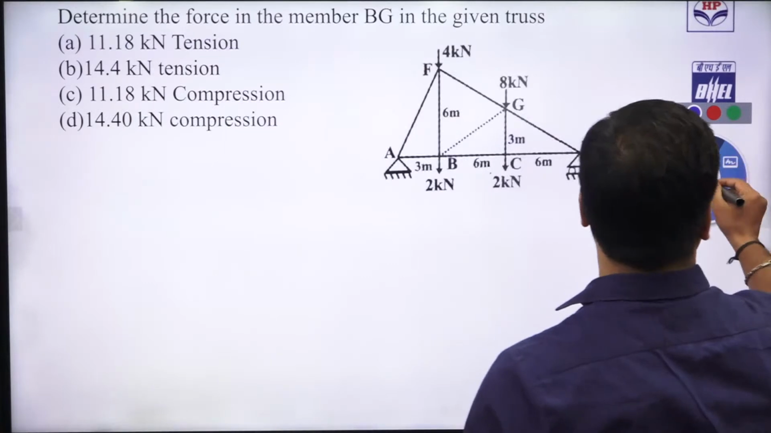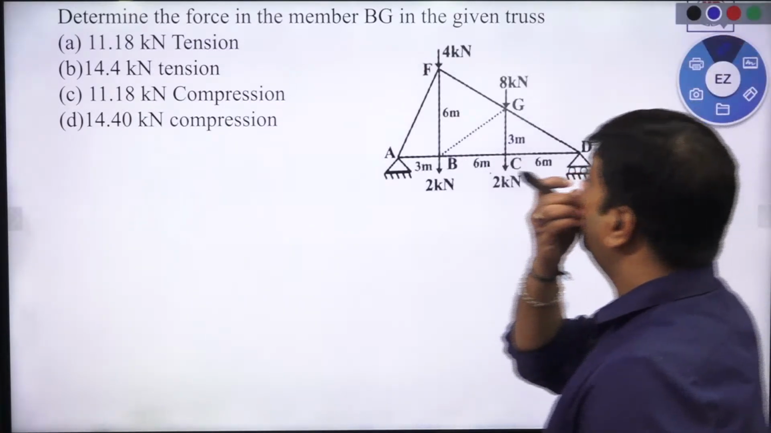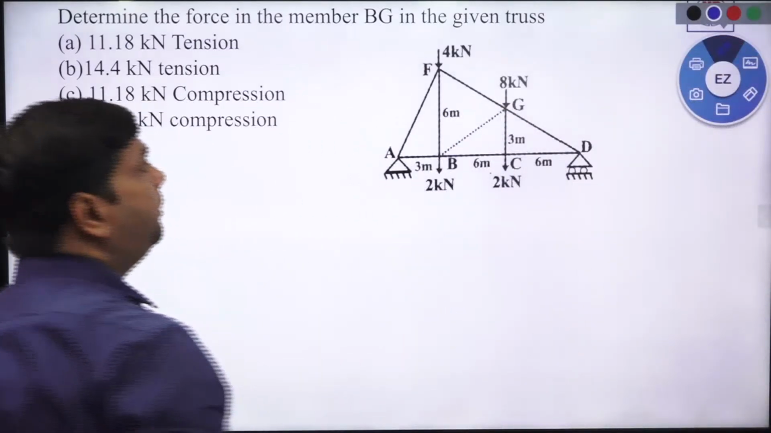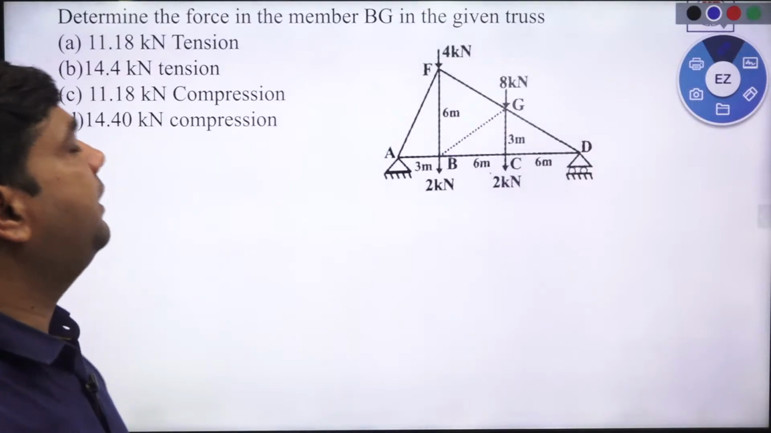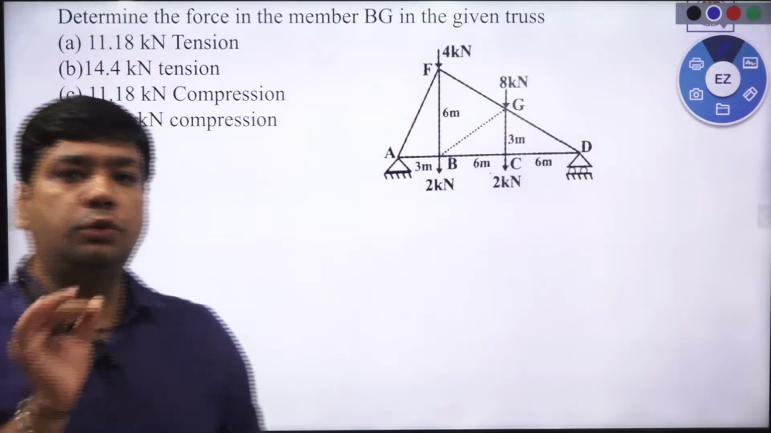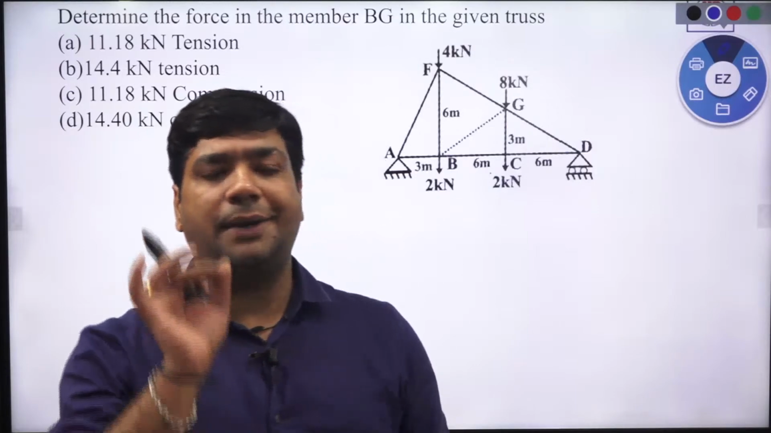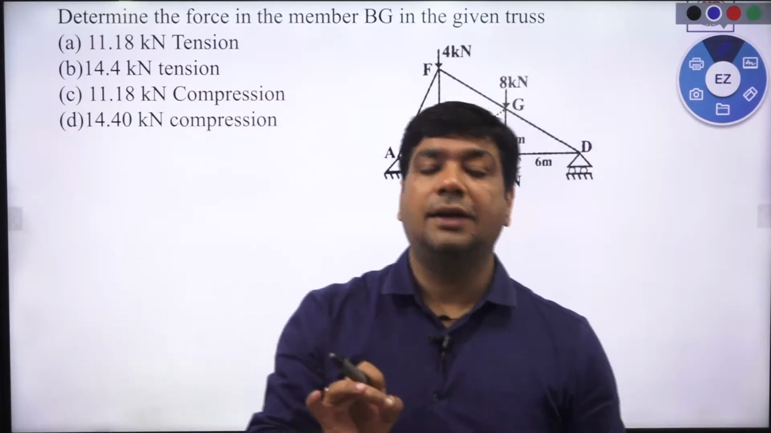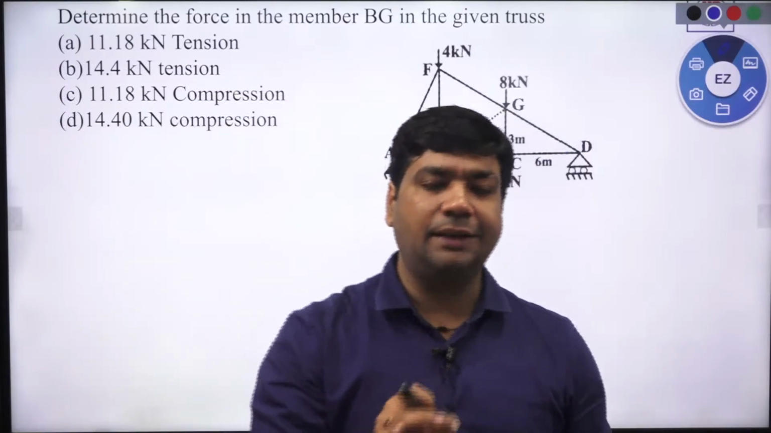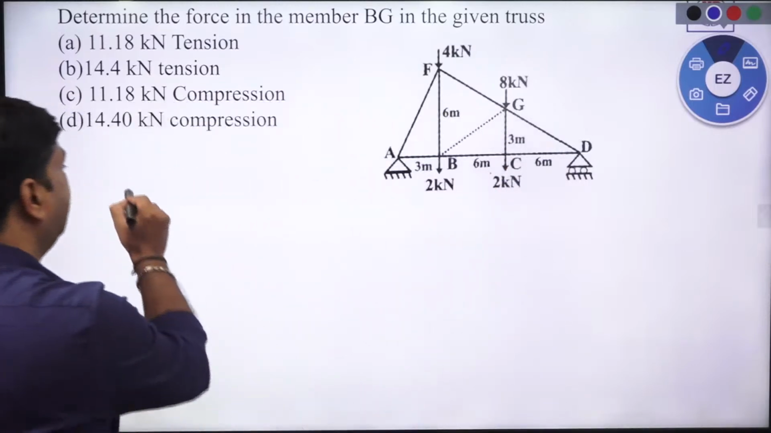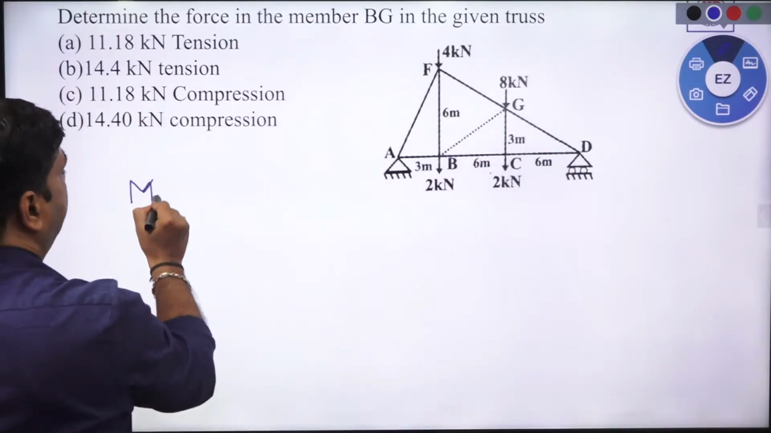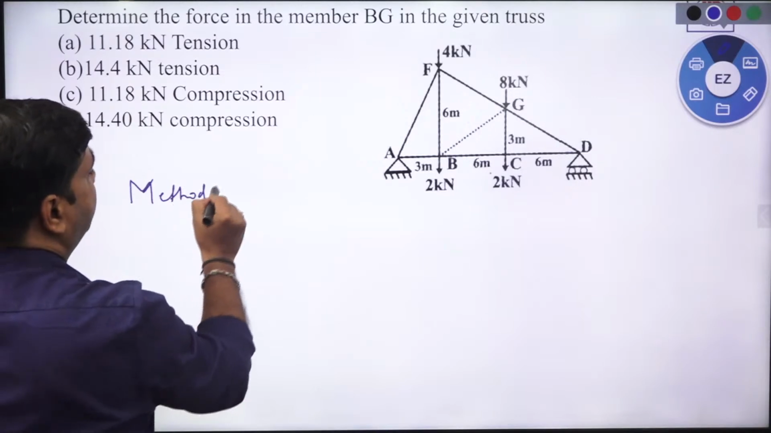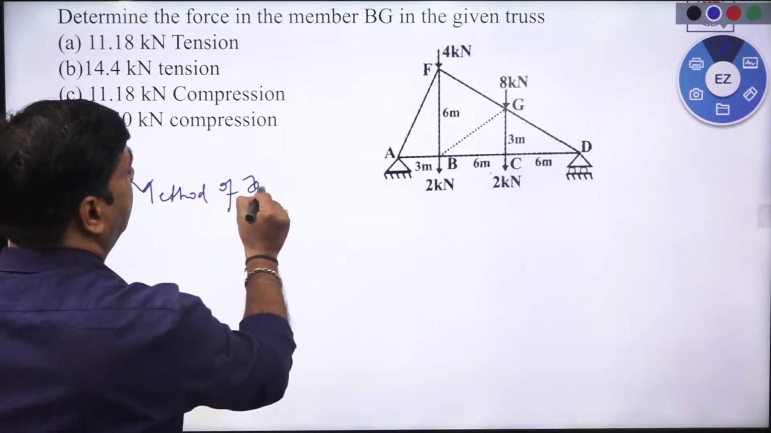Okay. The question is to determine the force in the member BG in the given truss. So here we have two methods to solve the truss. Either the method of joint or the method of section. I will also teach the theory behind it, starting with the method of joint.